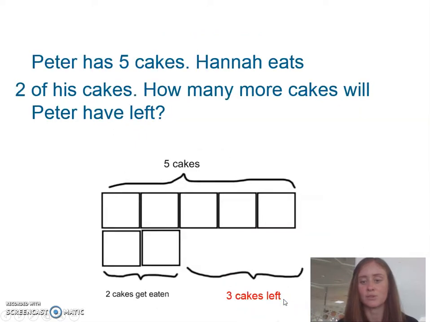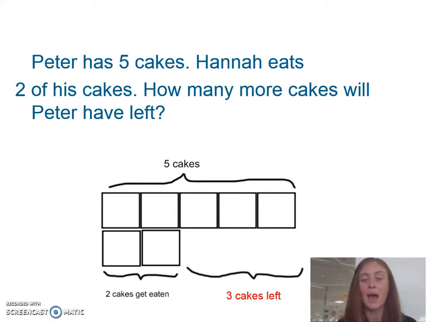2 more pencils. Peter has 5 cakes, and then Hannah eats 2 of his cakes. How many more cakes will Peter have left? Okay, so we had 5 cakes to begin with, and they go on my top line. Hannah eats 2. So underneath, I've drawn my 2 boxes to represent the 2 that I have taken away.